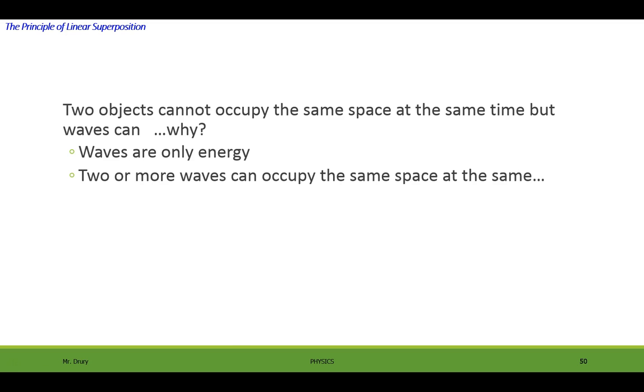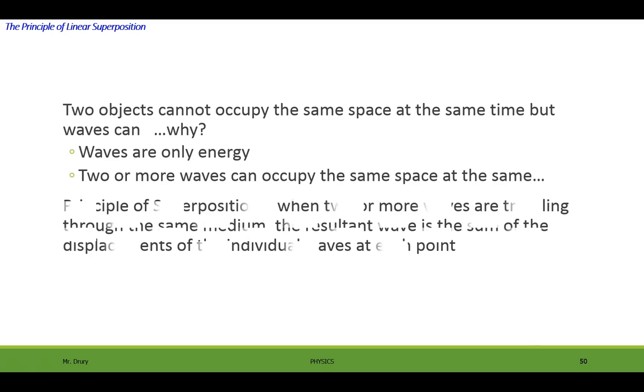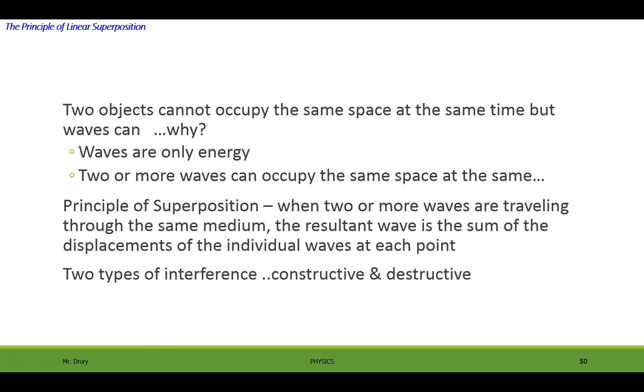So two or more waves can occupy the same space at the same time because really all you're doing is having energy at the same spot, or more energy or less energy at the same spot. This leads to what's called the principle of superposition. When two or more waves are traveling through the same medium, the resultant wave is the sum of the displacements of the individual waves at each point. And there's two basic types of interference: constructive and destructive, and we'll look at each of those individually.